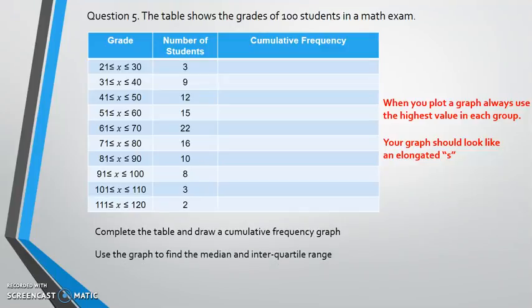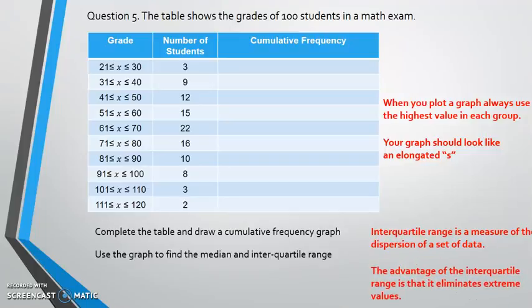Then you're going to use the graph to find the median and the interquartile range. So you're going to find the lower quartile and the upper quartile, and then you can find the interquartile range. The interquartile range is a measure of the dispersion of a set of data, and the advantage of the interquartile range is that it eliminates the extreme values that are not important.